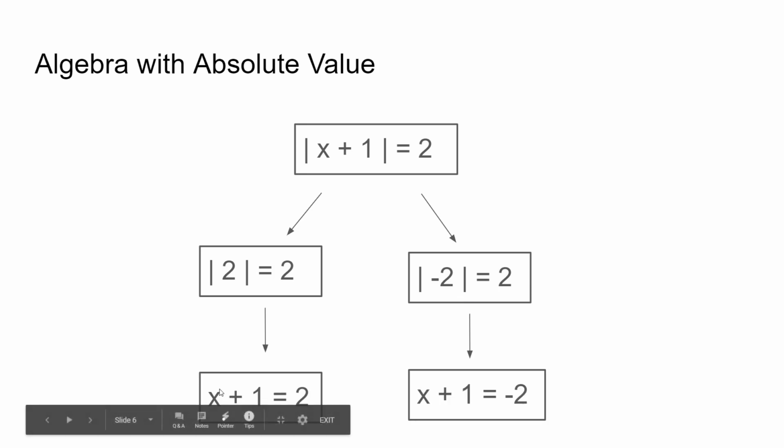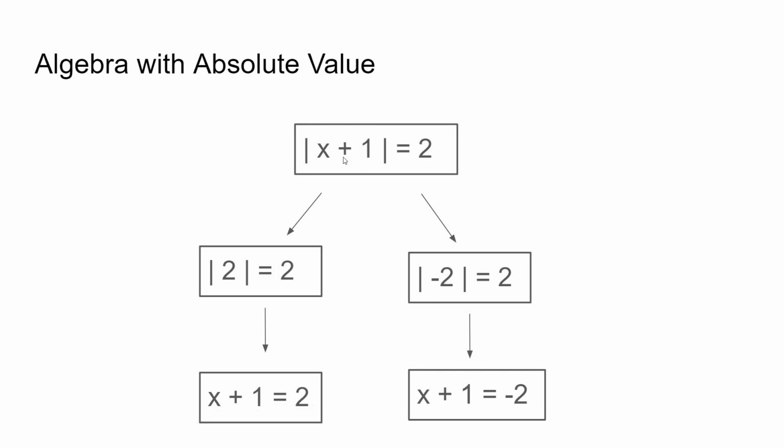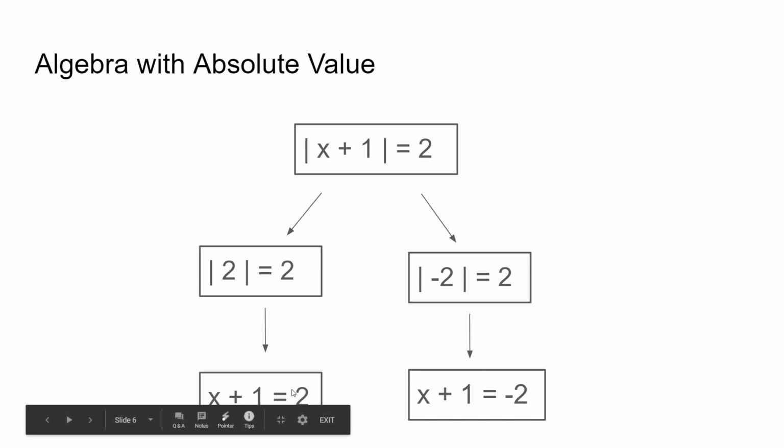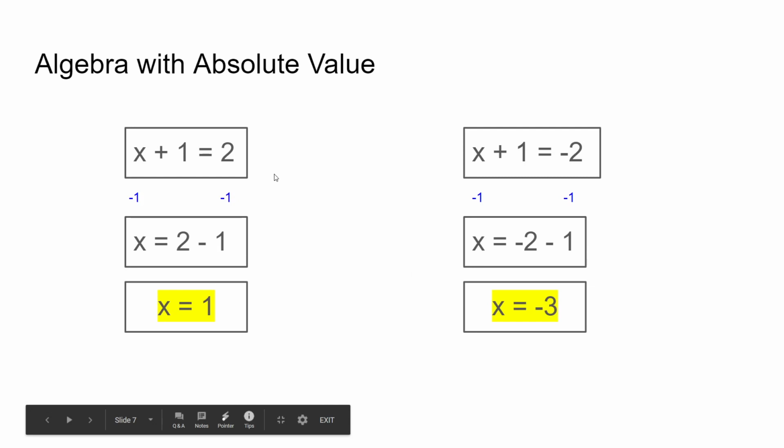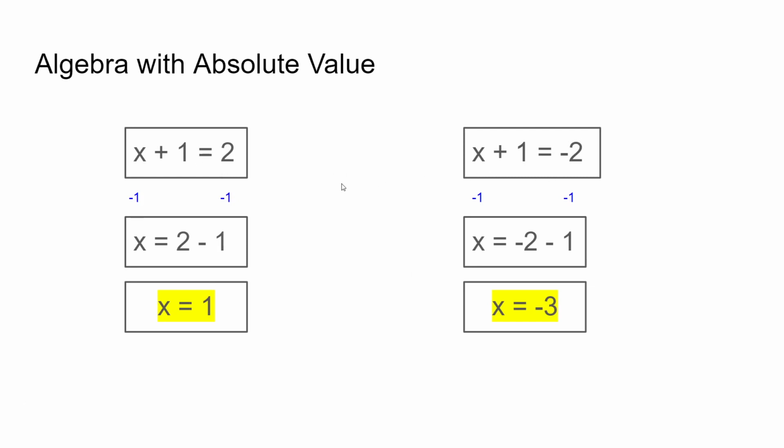So what we do is we're going to set x plus 1, which is inside the absolute value, equal to 2, and x plus 1 is equal to negative 2. So we're working inside of the absolute value now, trying to find our two potential values that give us the right answer. From there, it's just super basic. You just have two different equations, and you just work these out.